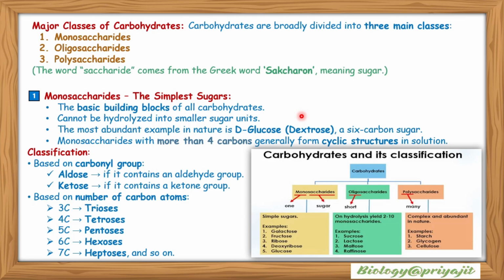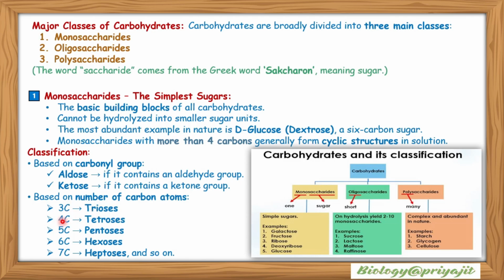The most abundant example in nature is D-glucose or dextrose, which is a 6 carbon sugar. Monosaccharides with 4 or more carbons generally form cyclic structures in solution. Their classification is based on the carbonyl group. Monosaccharides can be either aldose if they contain an aldehyde group, or ketose if they contain a ketone group. Based on the number of carbon atoms, if 3 carbons are there, they are called trioses.